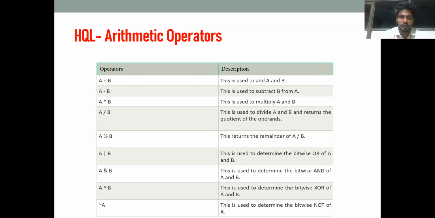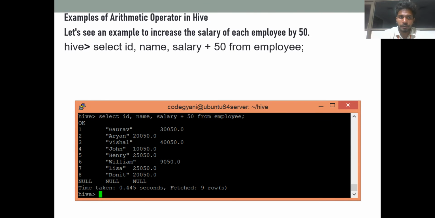And then in HQL we can perform arithmetic operations and some other operations we could see in the next slides. Here are some arithmetic operators like addition, subtraction, multiplication, division, modulus, and, or, then bitwise and bitwise not operators. And we could see one example of arithmetic operators.